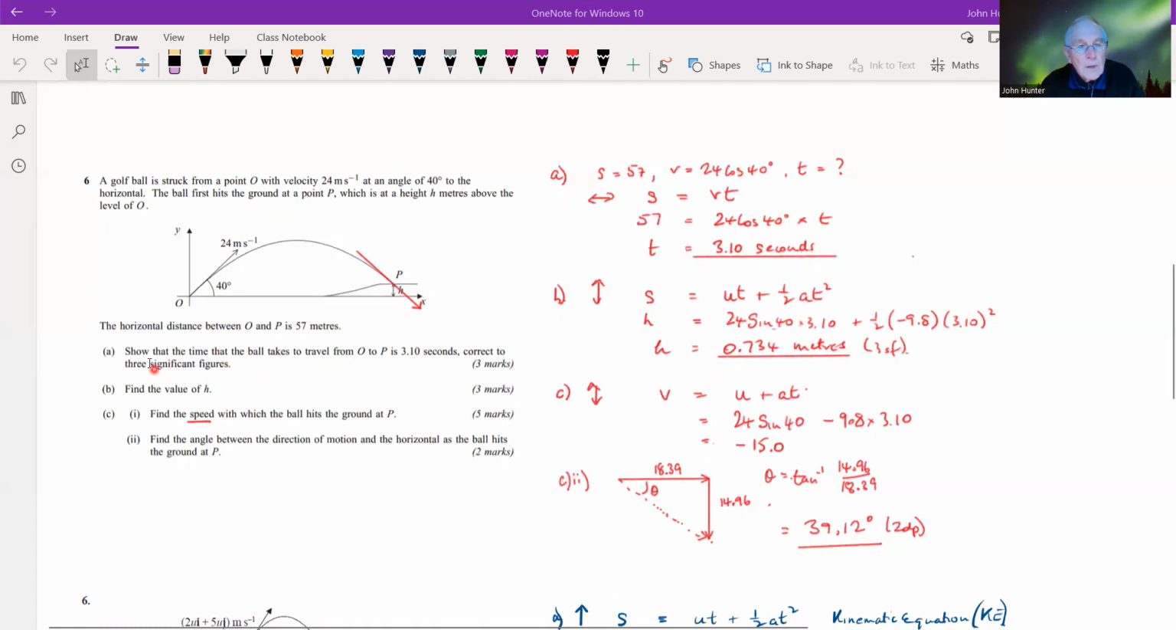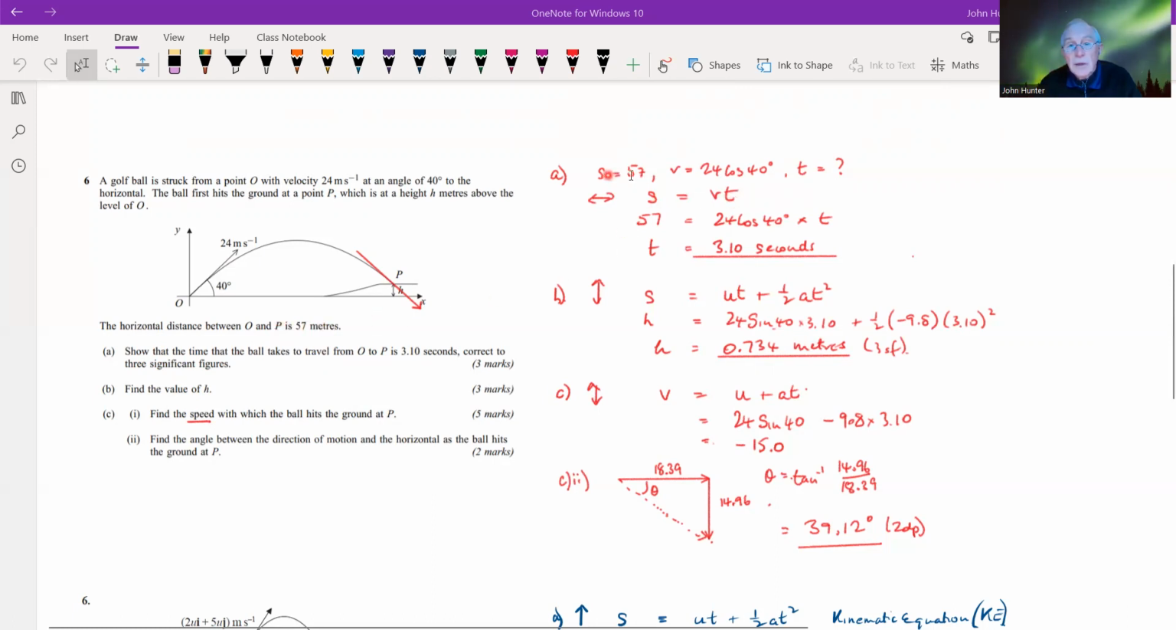Show that the time that the ball takes to travel from O to P is 3.10 seconds, correct to 3 significant figures. Okay, so 57 meters. So this is just a horizontal thing. So in part A, we're actually only interested in the horizontal travel. We know the velocity, and we know the distance. So really it's just S equals VT.